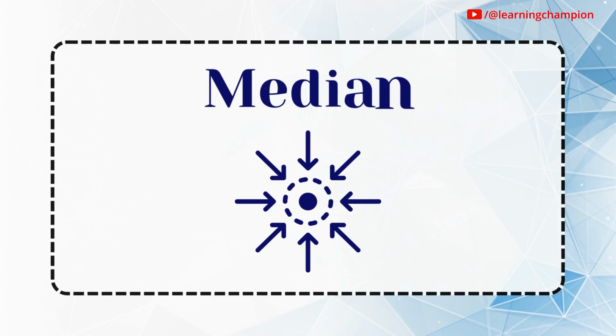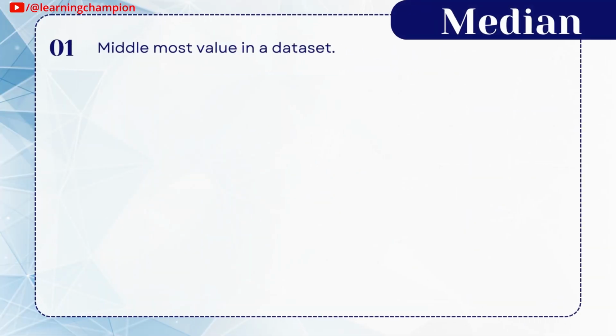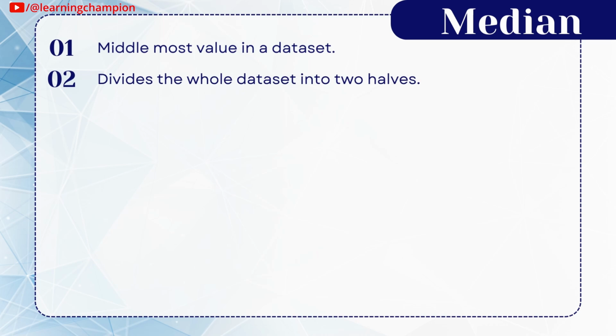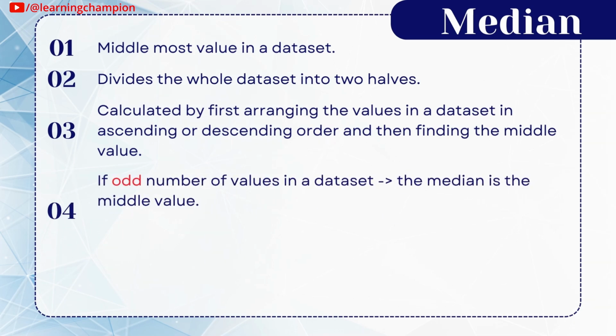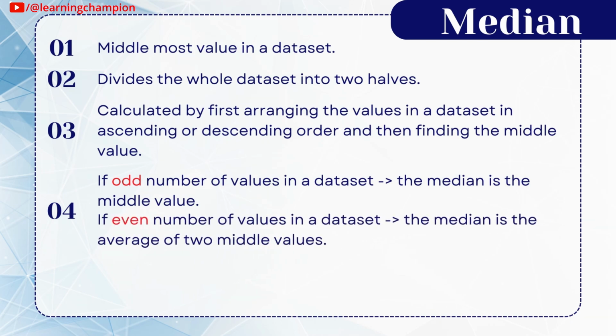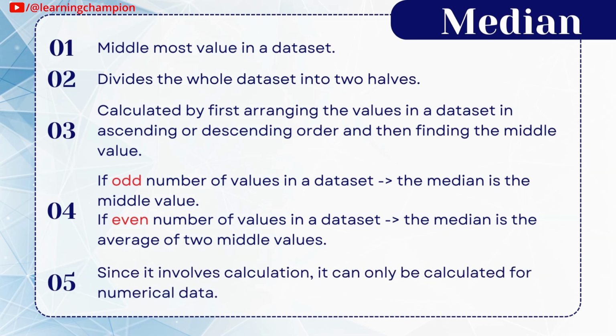The next type of measure of central tendency is the median. Median is the middlemost value in a dataset, which divides the whole dataset into two halves. It is calculated by first arranging the values in a dataset in ascending or descending order and then finding the middle value. If there are odd number of values in a dataset, the median is the middle value. But if there are even number of values in a dataset, then the median is the average of the two middle values. Since it involves calculation, it can only be calculated for numerical data.